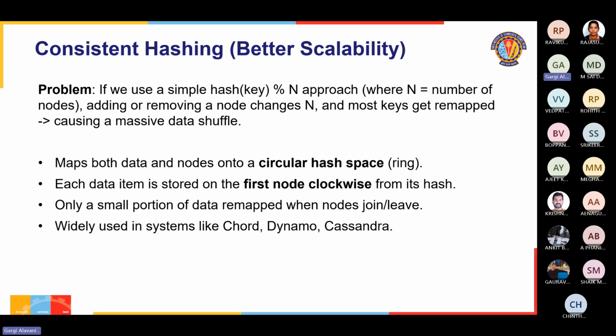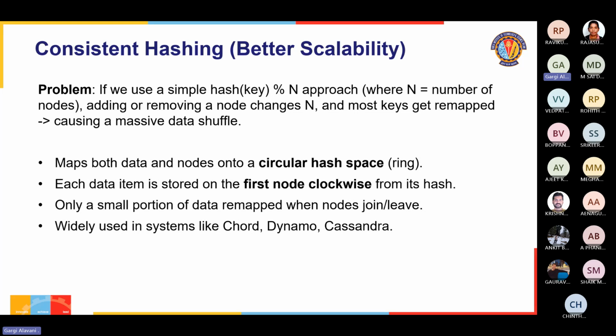We'll see an example. Now, if a node joins or leaves, only the data in its immediate neighborhood needs to be moved, not the entire data set. This helps to make consistent hashing highly reliable, highly scalable, and fault tolerant. And hence, it is used in real-world systems like Amazon Dynamo, Apache Cassandra, even Kode.